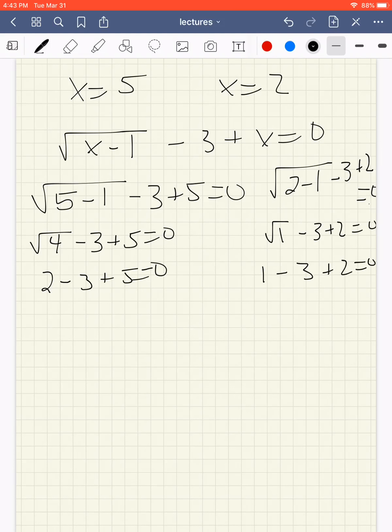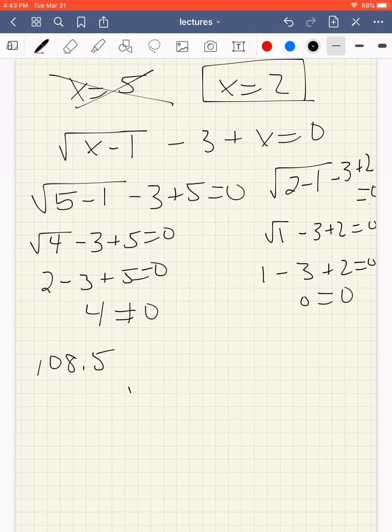Well, that's negative 1 plus 5. Negative 1 plus 5 is 4, which is not equal to 0, so that is not a solution. And over here, 1 plus 2 is 3 minus 3. That gives us 0 equals 0. So this one is a solution. Okay? Alright, one more.